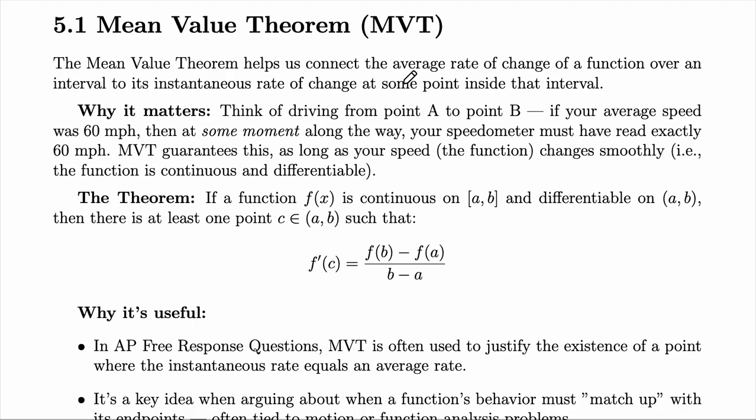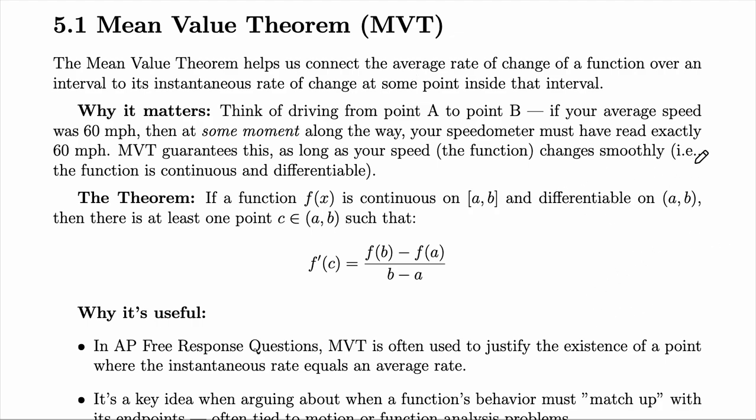Let's just say you're driving in your car from point A to point B, and let's say your average speed was 60 miles per hour. Of course, sometimes you're going to be slower than that. You might be stuck in traffic. Sometimes you're going to be going faster than that, but at some point in time, your speedometer must have read exactly 60 miles per hour if your average was 60 miles per hour. So this is basically what the MVT tells us.